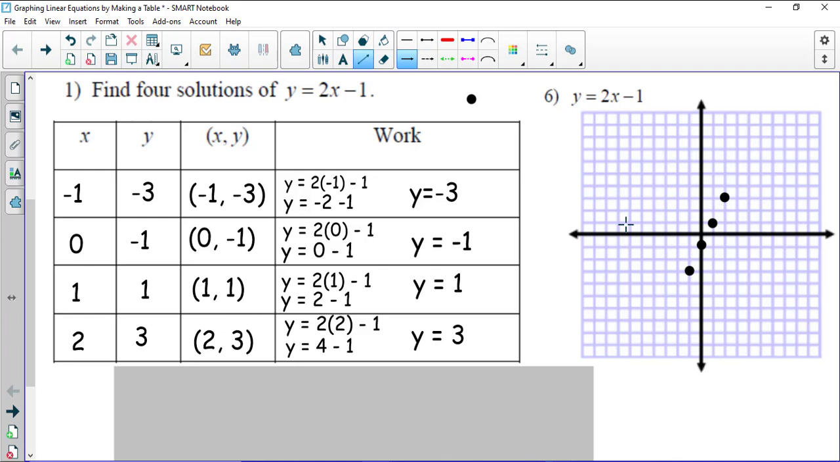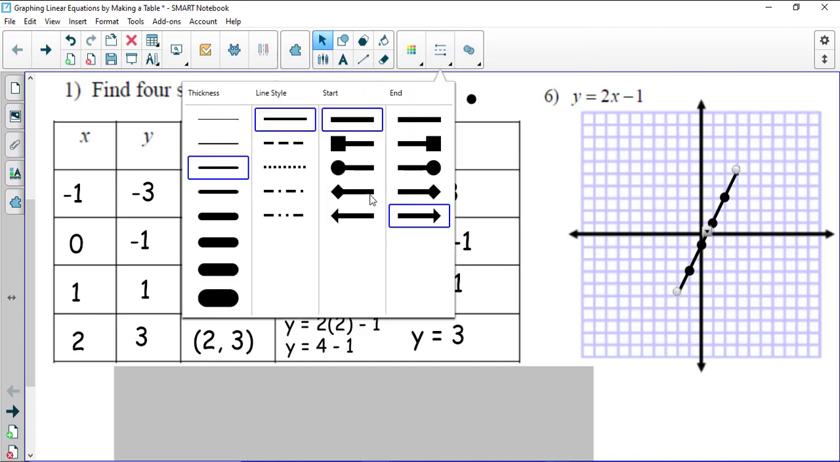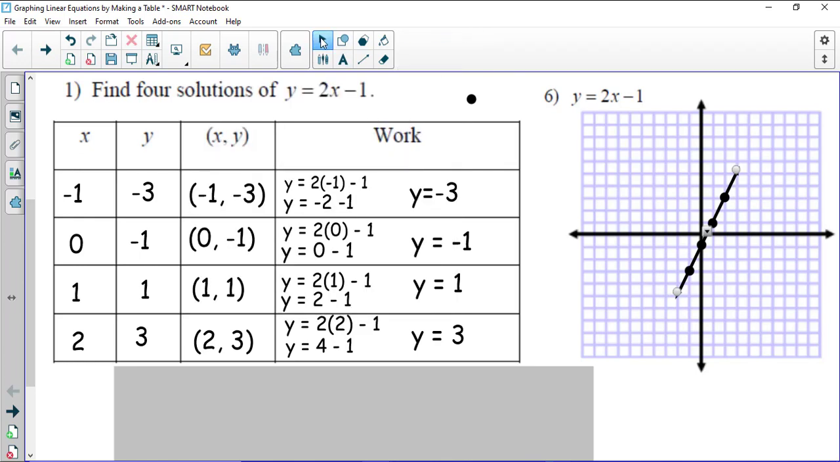So we're going to go ahead and connect these. I'll make sure to put arrows on both ends because it really goes on infinitely. So any points that are on this line will satisfy that equation. So the 4 points I have are some of the points, but they're not the only points. But I do like to put arrows on both ends because, again, I have other solutions which are points on this line that aren't necessarily graphed here, including some decimals and things like that.